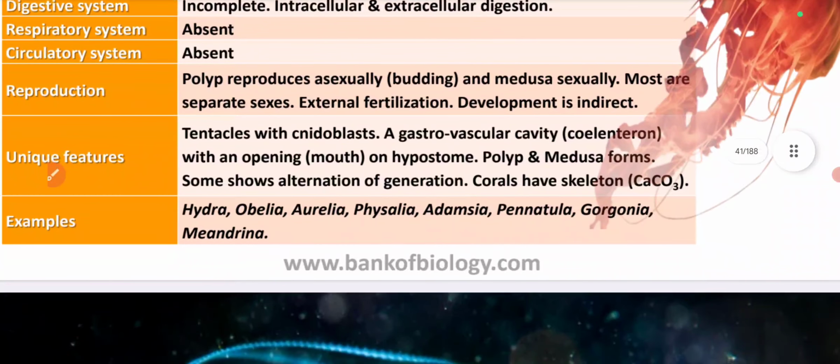Unique features: tentacles with cnidoblasts, a gastrovascular cavity or coelenteron with an opening mouth on the hypostome, polyp and medusa form. Some show alternation of generation, Obelia, and corals have a skeleton made up of calcium carbonate, CaCO3. Examples are hydra, Obelia, Aurelia, Physalia, Adamsia, Pennatula, Gorgonia, Meandrina. Remember the other names.